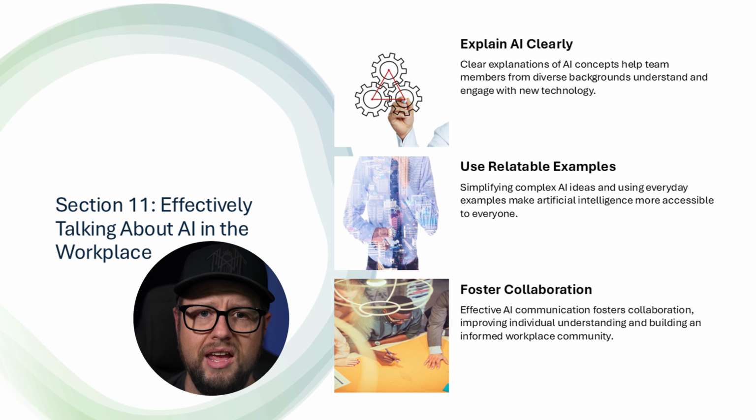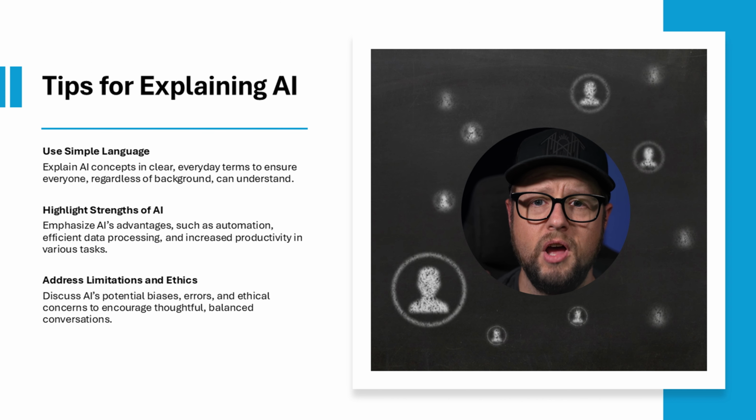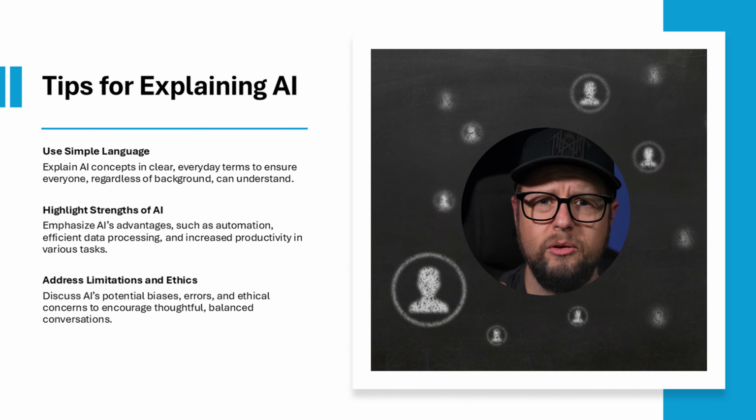Section 11. Effectively talking about AI in the workplace. Being able to communicate effectively about AI is a valuable skill, especially as many coworkers have limited knowledge or experience with these technologies. Your ability to explain complex AI topics helps both your understanding and the education of others. Here are some essential tips for talking about AI. First, use simple language. Avoid technical jargon and complex terminology that might confuse or intimidate your audience.